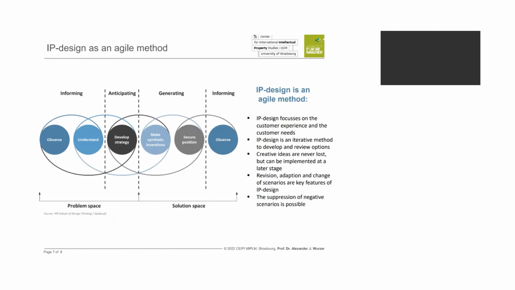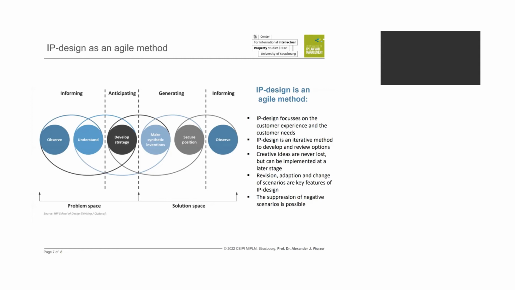So on the picture, you see that IP design is a process which consists of three different sequential stages. This is information obtaining, anticipating, and generating. Obtaining information refers to a process consisting of observing and understanding. So this is all about analyzing the environment, trends, and developments within industries and markets, with particular focus on the influences of new technologies and changes in customer needs.